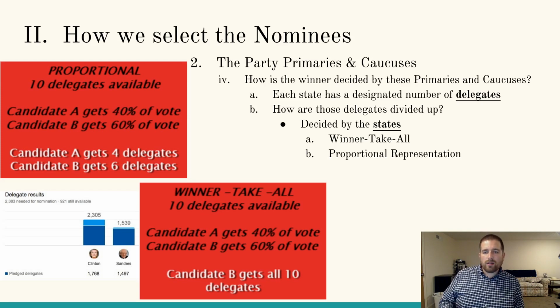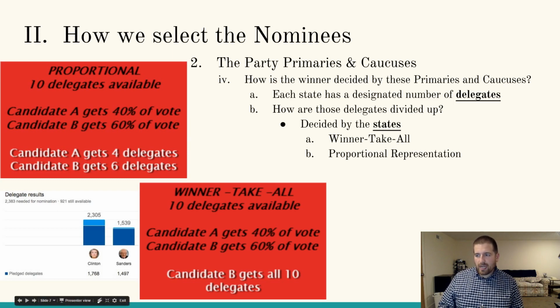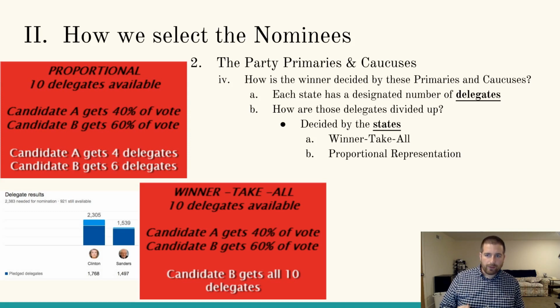So, how are the winners decided, more specifically? Well, each state has a designated number of delegates. Now, what is a delegate? These are just individuals chosen to represent their state for each of the two parties. The Republican Party just chooses who they want to be the delegates in that state. The Democratic Party chooses who they want to be their delegates in that state. And so similar to how the president is elected by way of electoral votes, each party decides who their nominee is based on delegates. Now, how are these delegates split up?